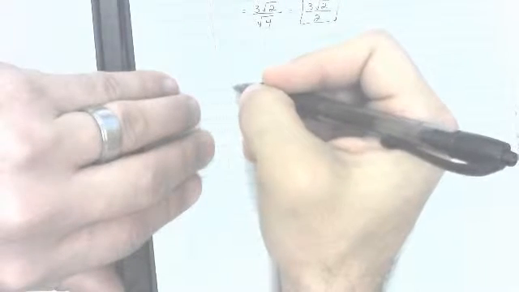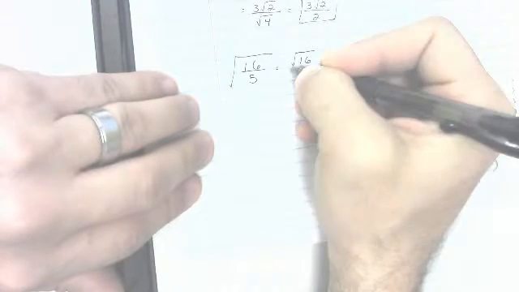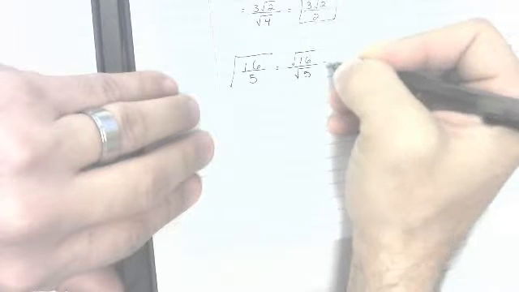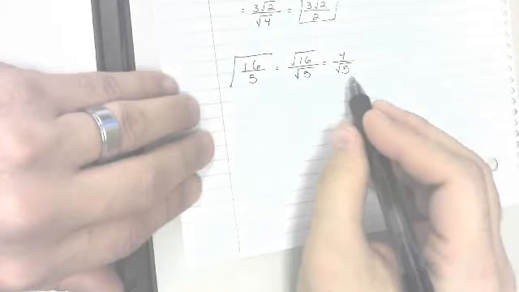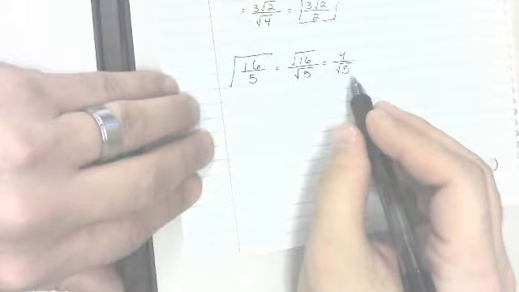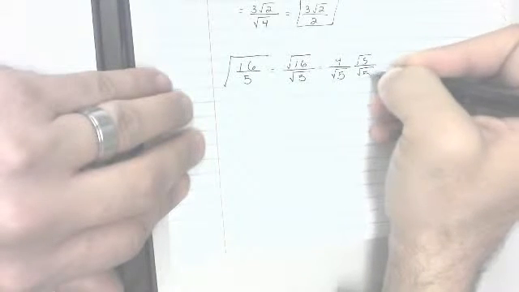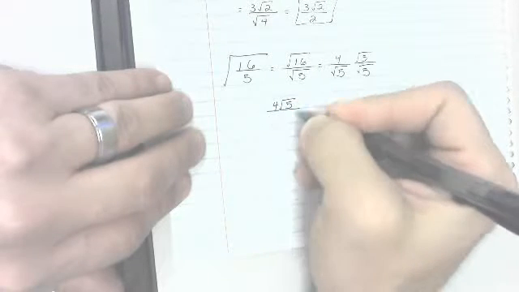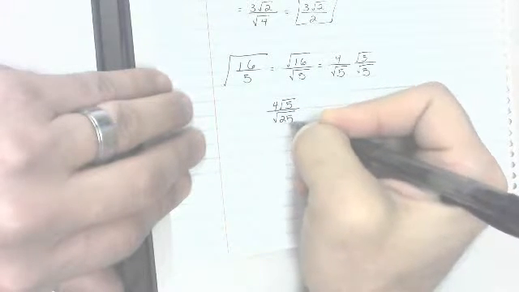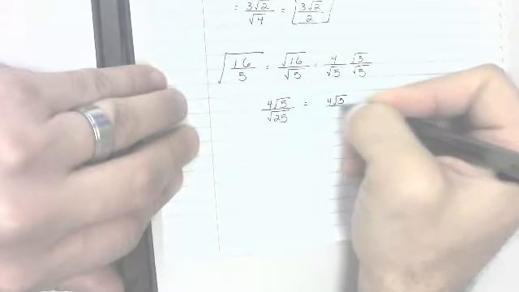I'll try another one like that. The square root of 16 over 5. That's the square root of 16 over the square root of 5, which is 4 over the square root of 5. I cannot have that denominator as a radical, so I'm going to multiply by the square root of 5 to turn it into a 25. So now I have 4 square roots of 5 over the square root of 25, which is 4 square roots of 5 over 5.